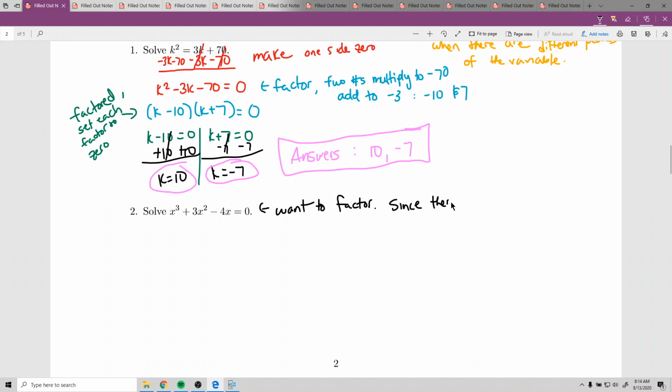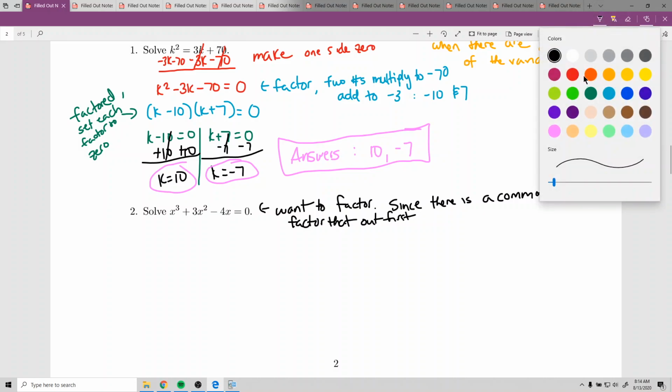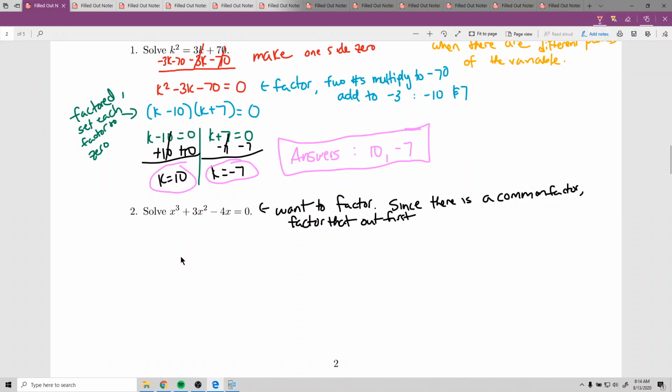So since there is a common factor, we want to factor that out first. And this common factor can be numbers, it can be your variable, your letter, it just depends on the problem. This one we have an x in common. We have an x inside each part, so we factor an x out. And when we take an x out of x cubed, we get x squared. When we take an x out of the 3x squared, we have 3x. And when we take the x out of 4x, we are just left with 4.